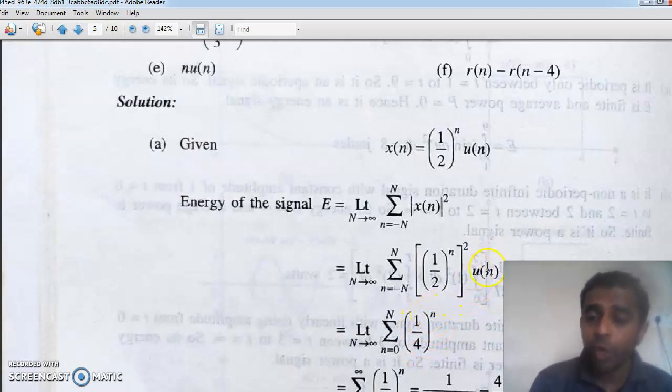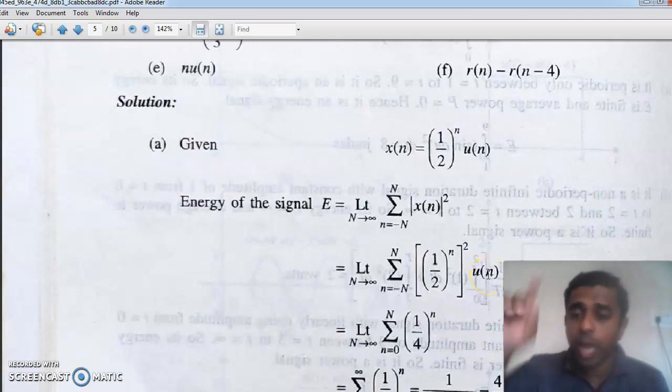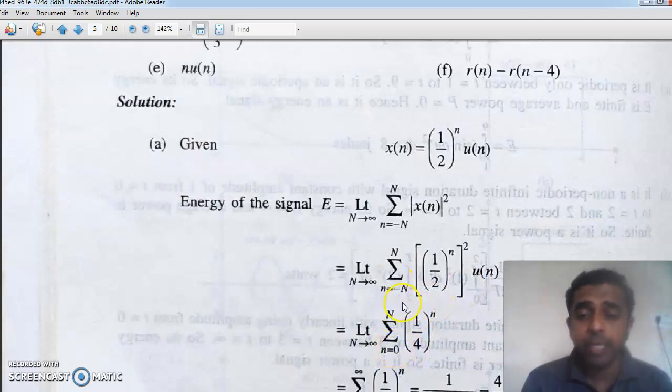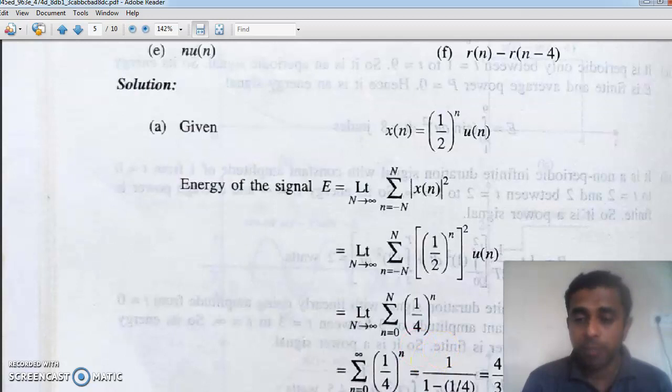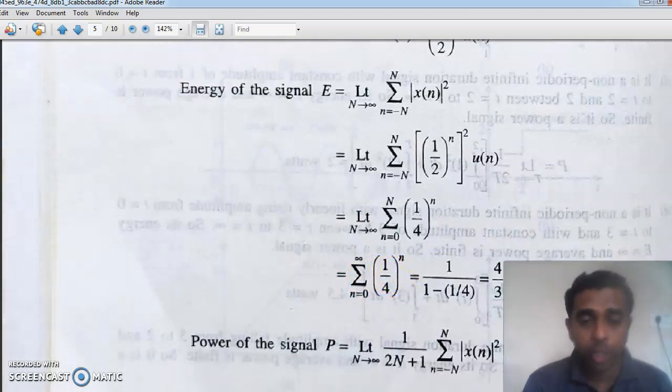And if you substitute for u of n, you know what is u of n. u of n starts at n is equal to 0 and goes up to plus infinity. So it's a perfectly right-sided sequence. When you do that, the summation, which is actually from minus N to plus N, becomes from 0 to capital N, where N tends to infinity. If you substitute that infinity also, this becomes 1. This is the result. That is equal to, this is a geometric progression.